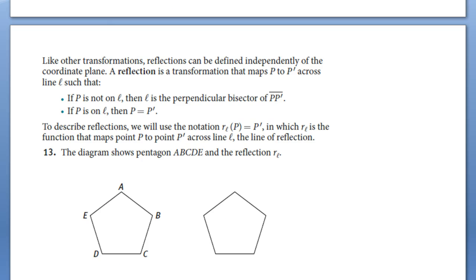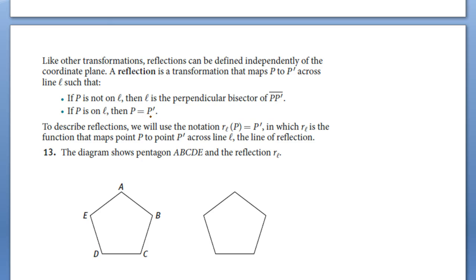So we just looked at reflections on a coordinate plane where you're working with x and y coordinates. Let's talk about reflections that aren't drawn on a coordinate plane. So like other transformations, reflections can be defined independently of the coordinate plane. A reflection is a transformation that maps point P to P prime, we had talked about how to say this in the other lesson, across line L such that these two things are true. If point P is not on the line of reflection, then that line is the perpendicular bisector of segment PP prime. If point P is on the line of reflection, then point P is equal to P prime.